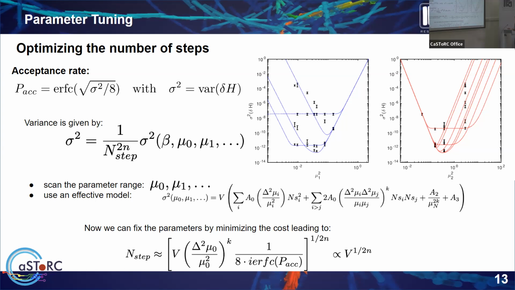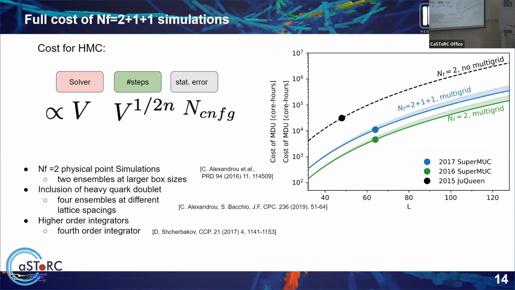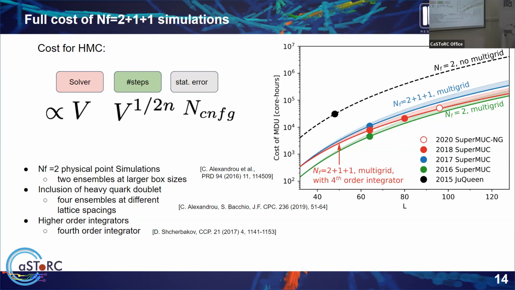With this knowledge, we can go back to our cost formula and see what happens if we go to a higher order integrator. The cost formula is now the volume cost from the solver, then the volume which comes from the steps, which goes with 1 over volume to the power 1 over 2n. We saw already this improvement by using the multigrid. Now by including a higher order integrator, a 4th order integrator, we can actually minimize the volume scaling here. So going to larger volumes reduces the cost by using a higher order integrator. And this basically enables us to generate larger volumes, and due to that, we can take the continuum limit at the end of the day.